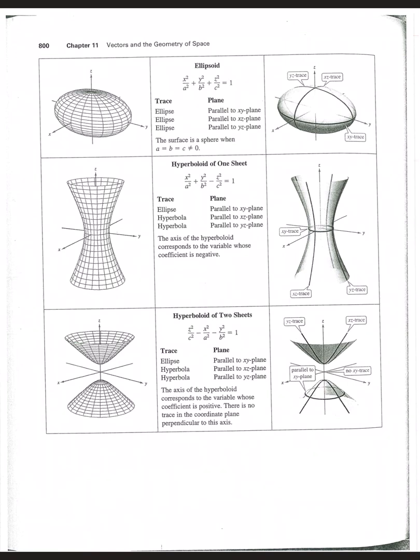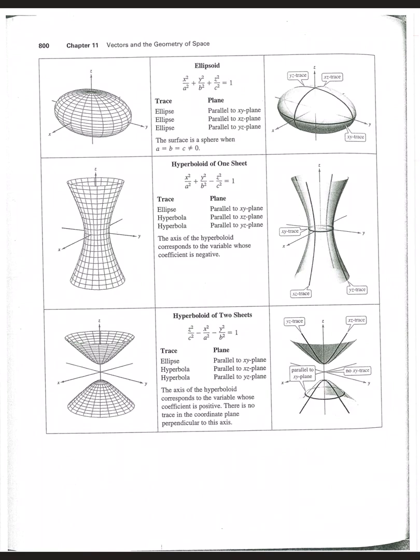For example, if everything is set equal to 1, but you have one term out of the three that's negative, then that's called a hyperboloid of one sheet. The term that's negative is the axis that this shape runs through, or the direction that it goes. With an ellipsoid, it's totally closed in.